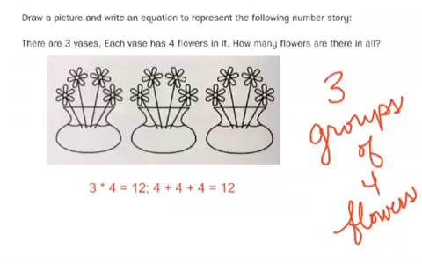So there are 3 vases. Each has 4 flowers in it. How many flowers are there in all? So you can see the equation that I could be doing. I could say 3 times 4, so 3 vases times 4 flowers equals 12. That could also be represented as 4 plus 4 plus 4 equals 12. These are equivalent. They're both 3 groups of 4 flowers. So that's what we're representing with this, right?